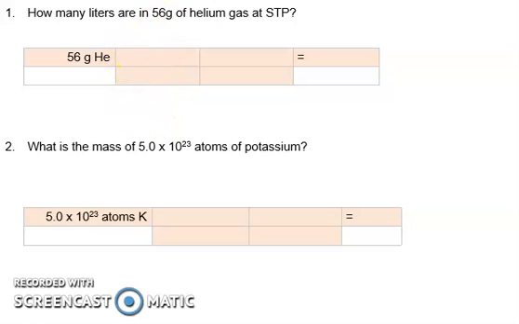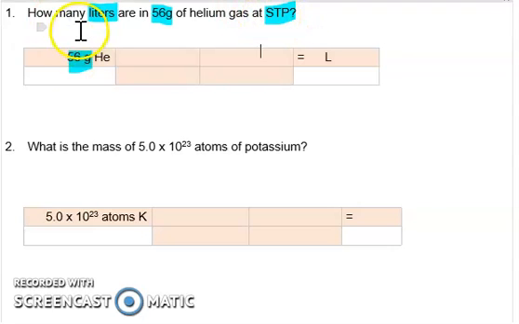Okay, so for this first question, they're asking you how many liters, so I know that my final answer is going to have liters, are in 56 grams. So I'm starting off with 56 grams. They put it right here for me. At STP, anytime that they say STP, that means that 1 mole is going to equal 22.4 liters. That is always my conversion for standard temperature and pressure for gases.